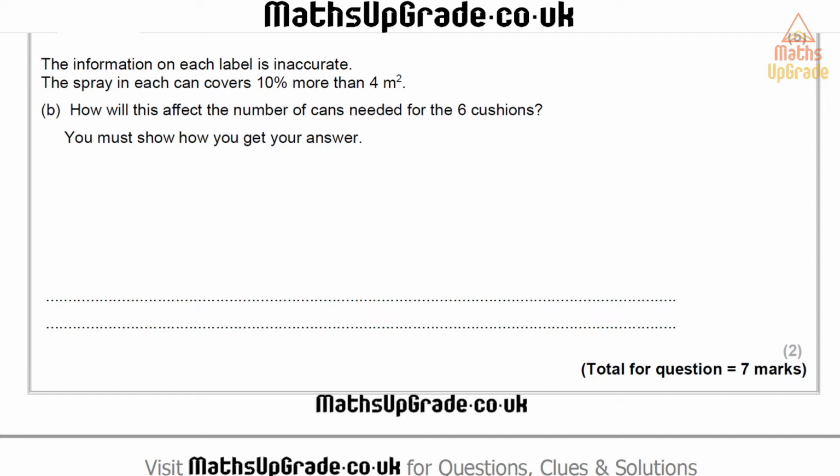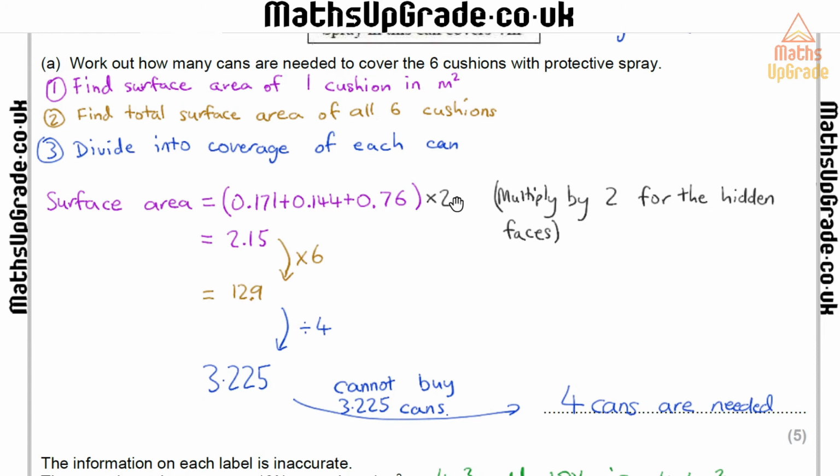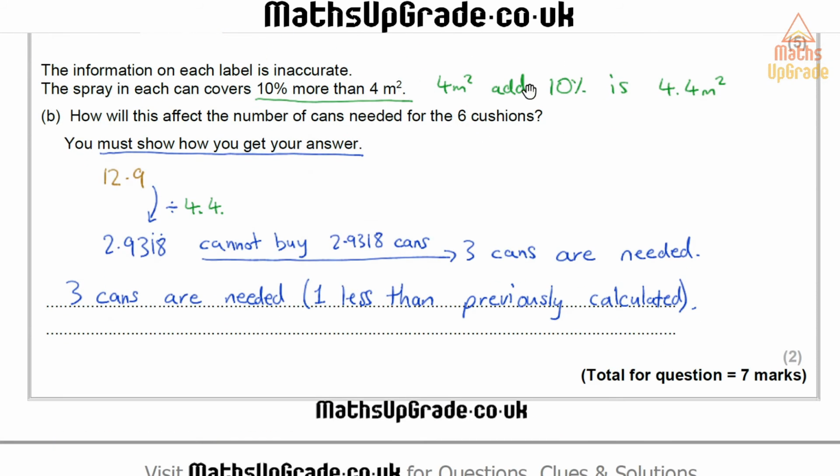Well, 10% more than 4 meters squared. 10% of 4 is 0.4, because simply this can be divided by 10 to give 0.4, which is 10%. So 4 meters squared add 10% is 4.4 meters squared.